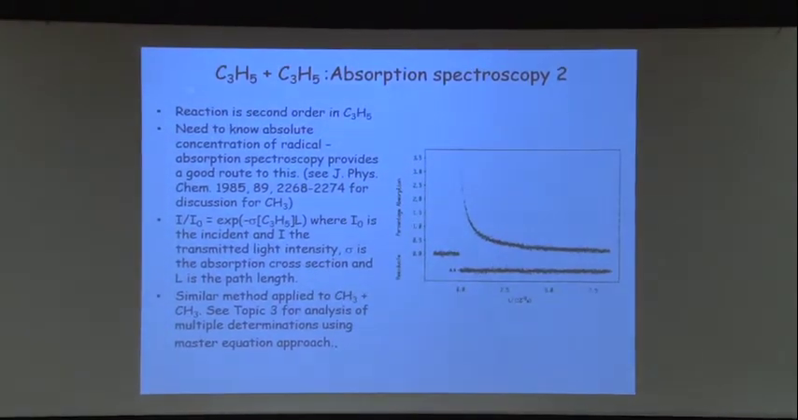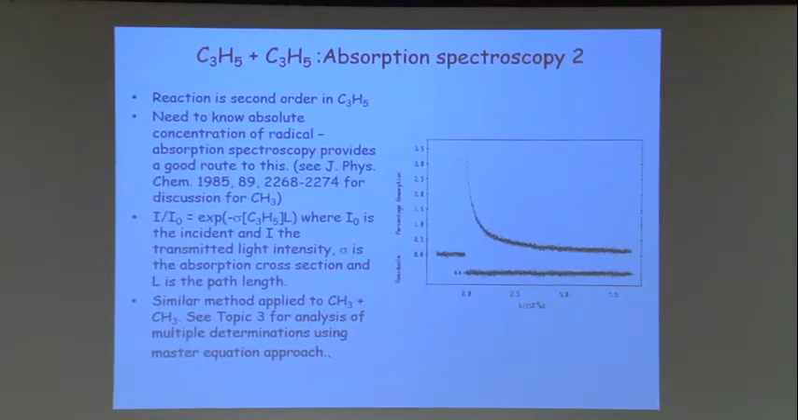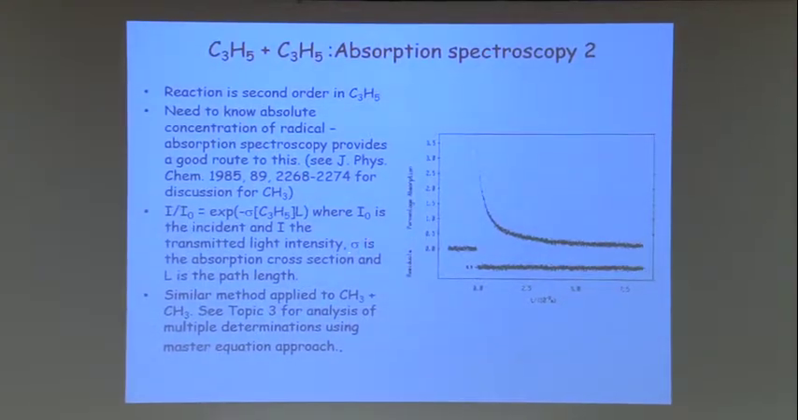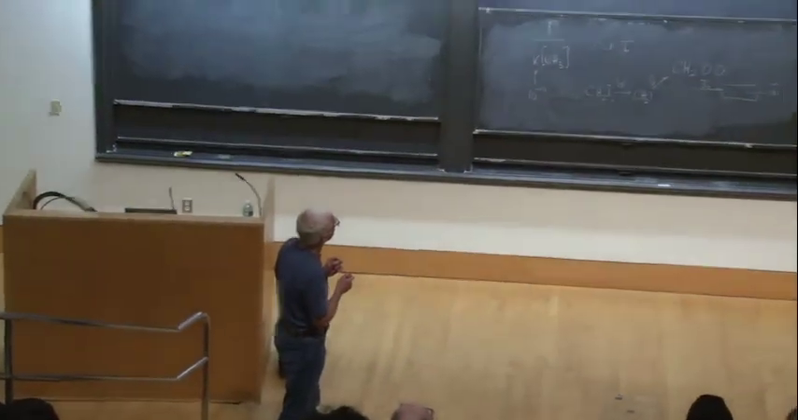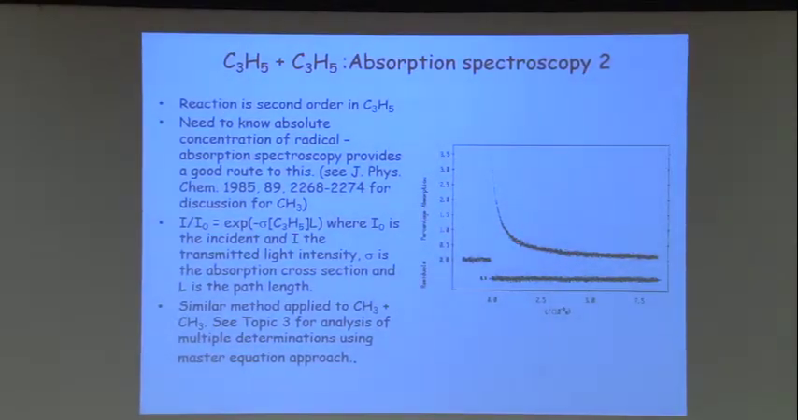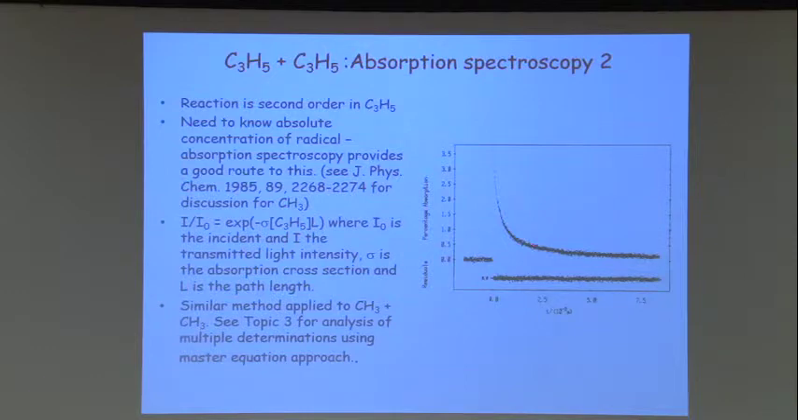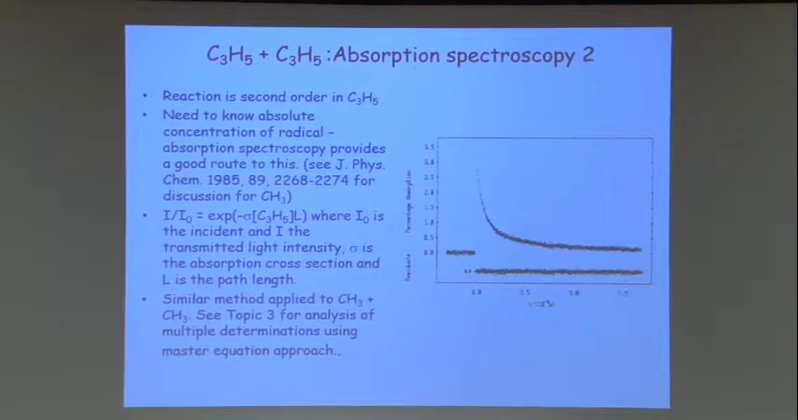Okay, so we need the absolute concentration, so that means we need this cross-section here, which has got to be measured separately. And that's the decay curve for C3H5. Those of you with an eye for such things will immediately see that that's not an exponential decay. It's a second order decay. It slows down. As the reaction proceeds, the concentration of C3H5 is decreasing, and so the reaction is getting slower and slower and slower as you go on.